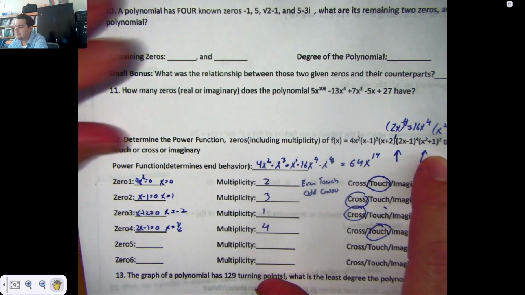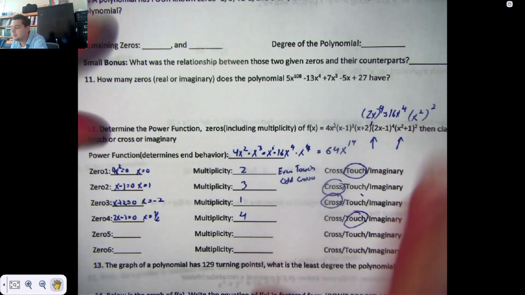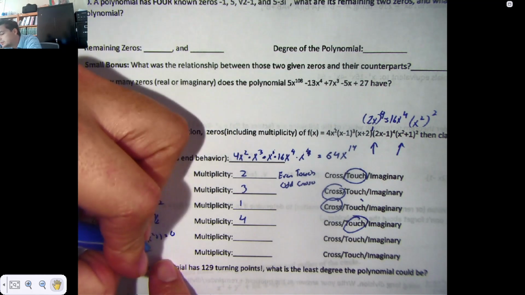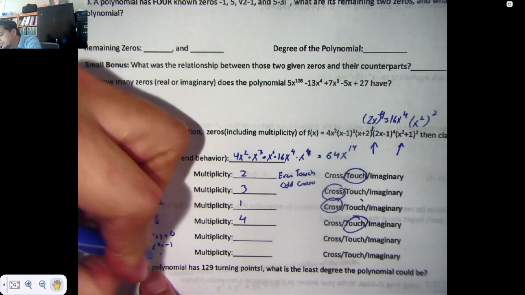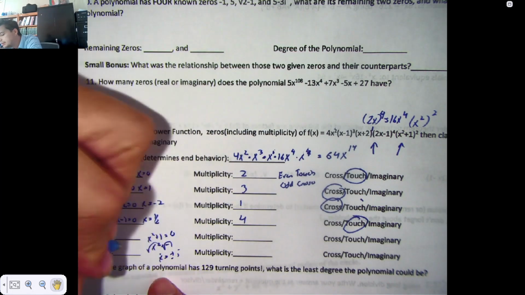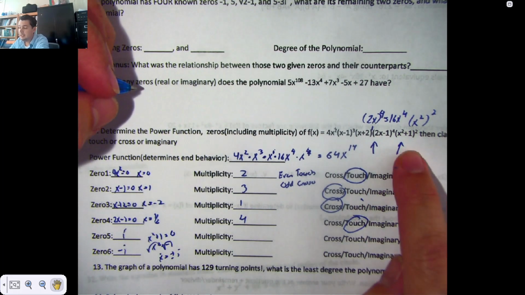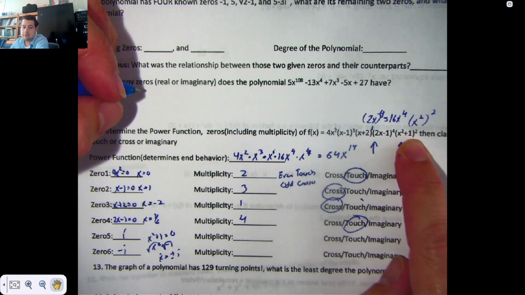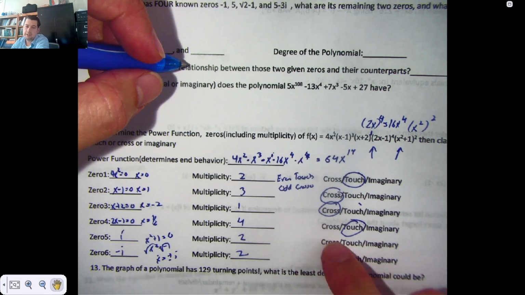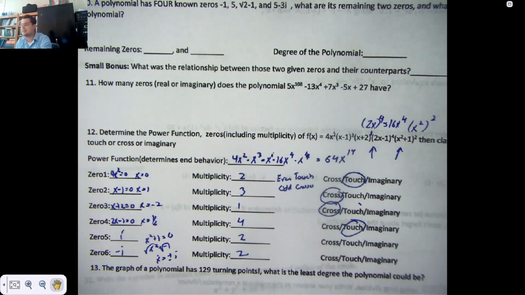The fifth and sixth zeros come from the last dude, x squared plus 1. So x squared plus 1 is 0. We subtract 1, and then we take the square root. The square root of negative 1 is plus or minus i. So I have an i and I have a negative i. The multiplicity of that factor is 2. Now, normally you talk about multiplicity of 2, you think a touch, but it's i. These don't cross the x-axis, they're imaginary.